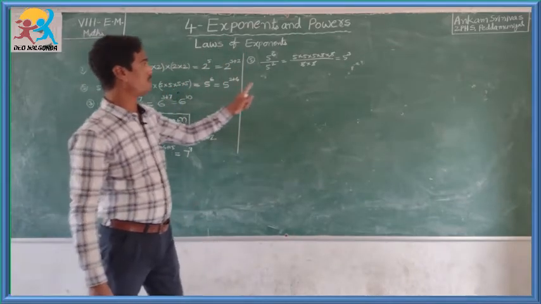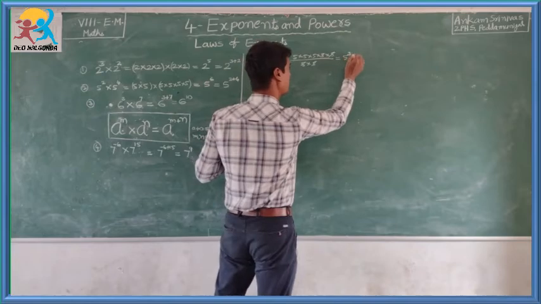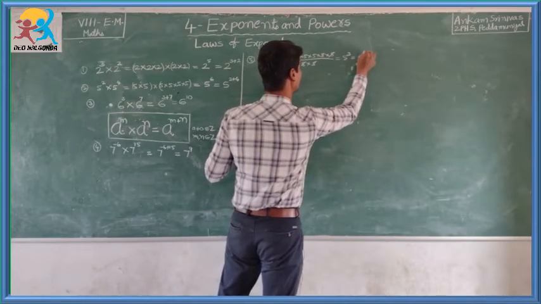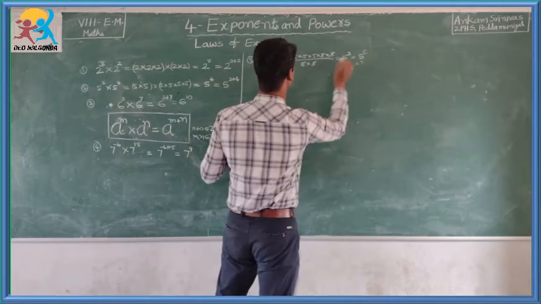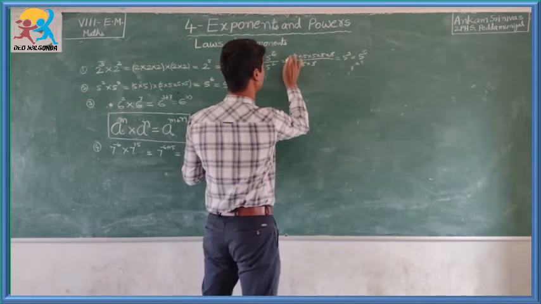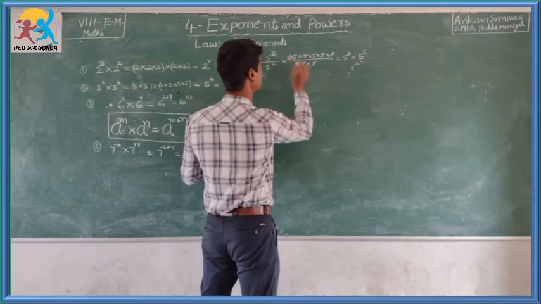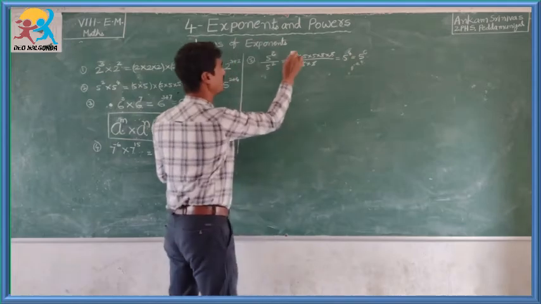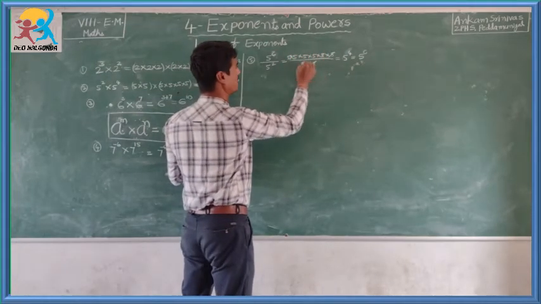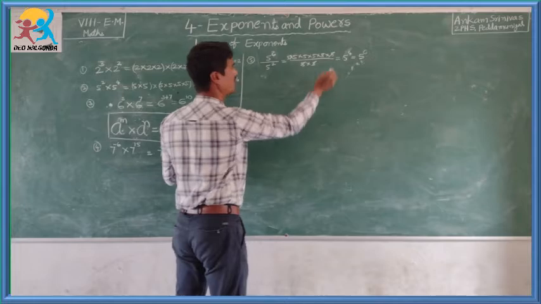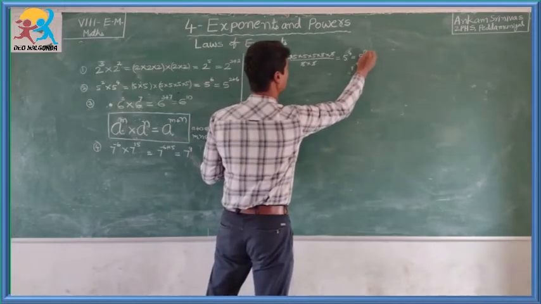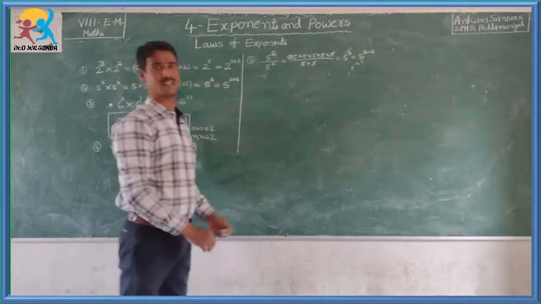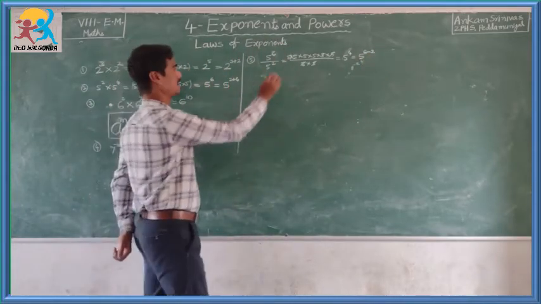So 5 power 4, here the exponent I am going to write as 5 power 6 minus 2. 1, 2, 3, 4, 5, 6. So two 5s will be cancelled, 4 will be left, 5 power 4. Here 4 I am going to write as 6 minus 2. Is it possible? Yes, it is possible.